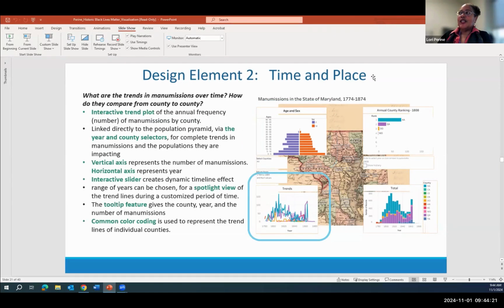Our second design element, hopefully you're in the dashboard. I'll go back to that in just a moment. Time and place, as you notice, is connected to the people as well. Interactive so that we're able to change, we're able to select years, we're able to select counties as well. We're looking at the number of manumissions by year, and that timeline, we're able to choose whether we want to spotlight view or not for certain elements.